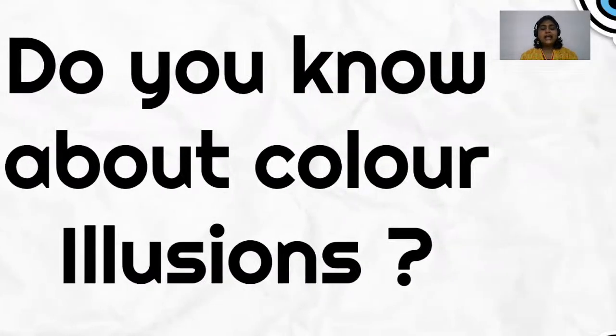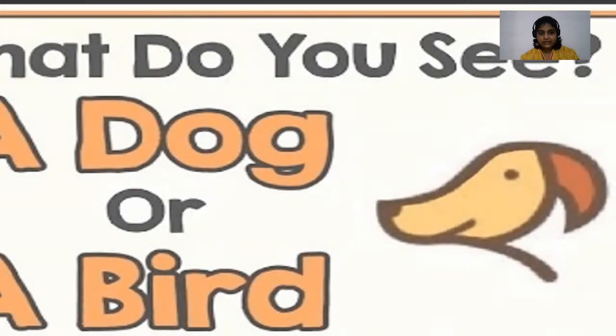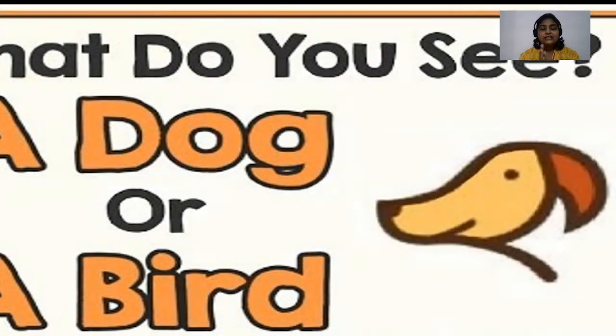Now let's study color illusions. Do you know exactly about color illusions and the different facts related to them? Students, can you see this? Doesn't it sound interesting? What do you see? There is a diagram there, right? Can you tell me whether you see a dog or a bird?